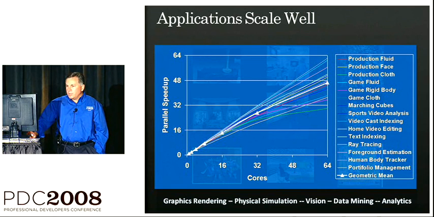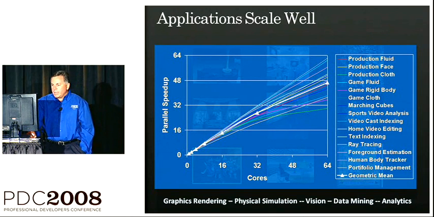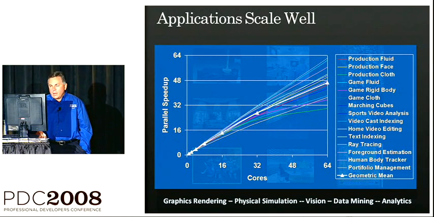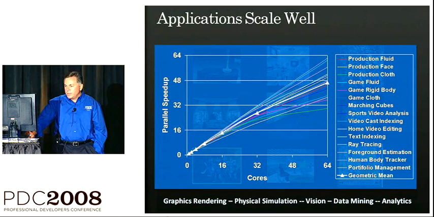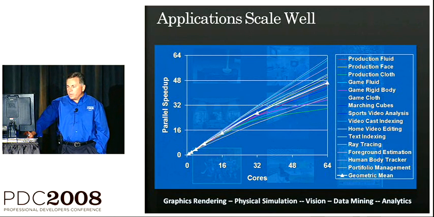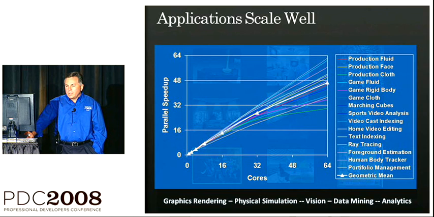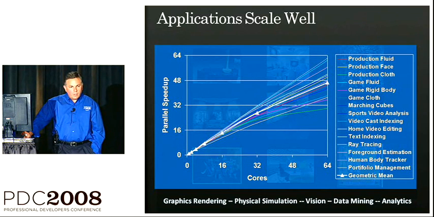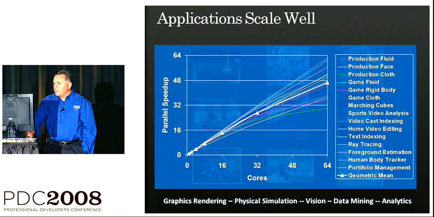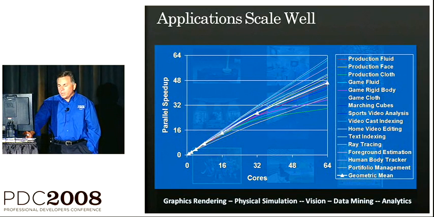Sports analysis, I showed a soccer player that was finding left and right arms and legs and such. Home video editing, ray tracing, I mentioned that as a technique for generating very lifelike images. Human body tracker, portfolio management, et cetera. So there's at least 3 times this many kernels and applications that we've looked at. But the message here is that for the most part, these are data parallel in nature. And if you were paying attention to John earlier, you know the difference between that and task level parallelism.